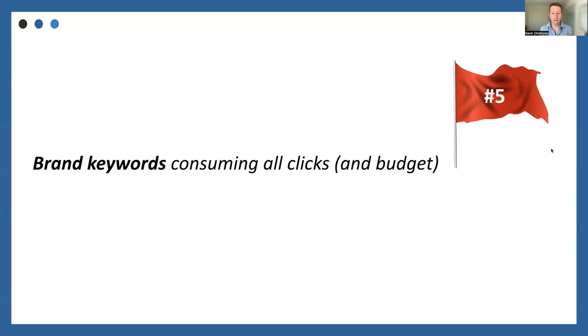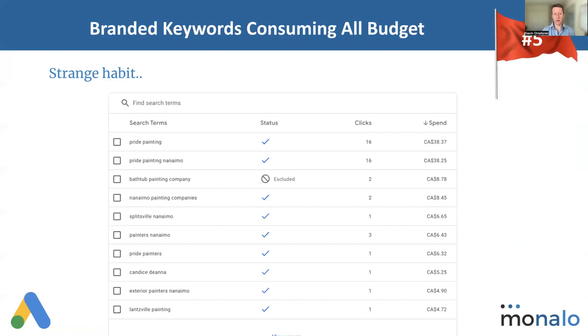The last red flag that we see is when a lot of the branded keywords are consuming all the clicks and all the budget. In this example, we had a company called Pride Painting running campaigns, and most of the budget was going towards their own company name. The goal is not to pay for your existing customers. You want to get net new customers rather than paying for your own brand.